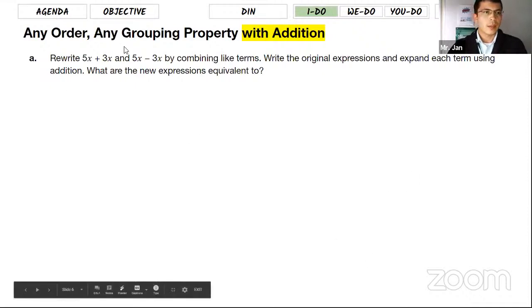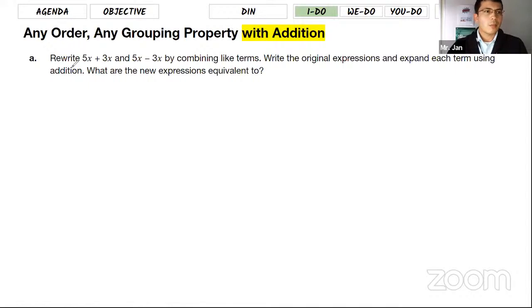Okay, here we go. So the first thing, this is still the I do part, so don't worry about writing down your answers. First thing, we need to rewrite 5x plus 3x and 5x minus 3x by combining like terms. So this is the key thing. What is a like term? Okay, do you guys remember from 6th grade? No. Okay, let's do the first one.